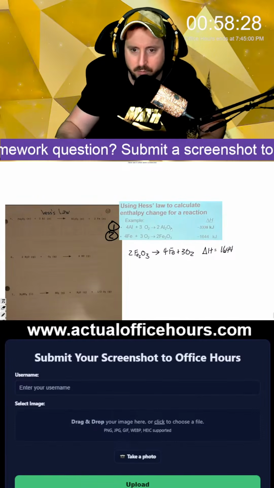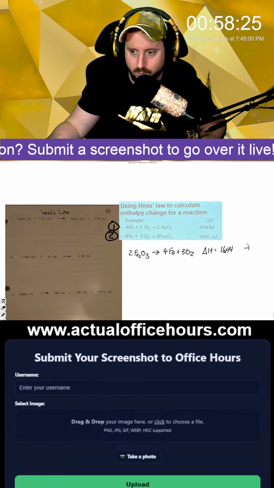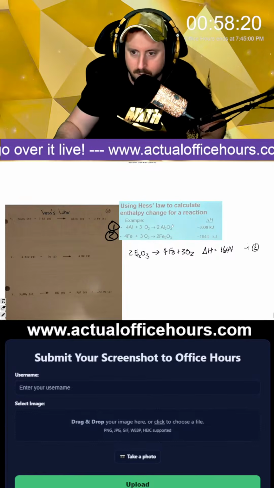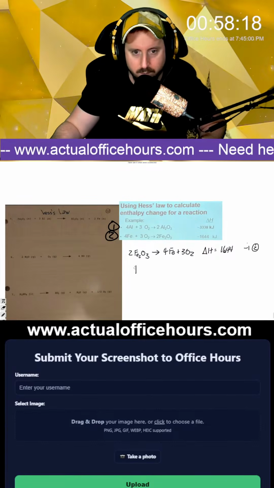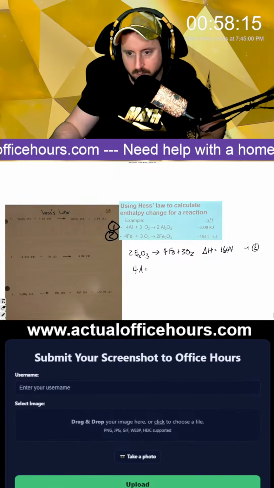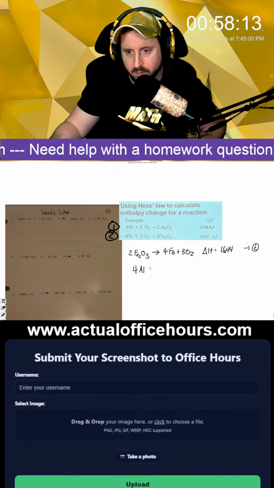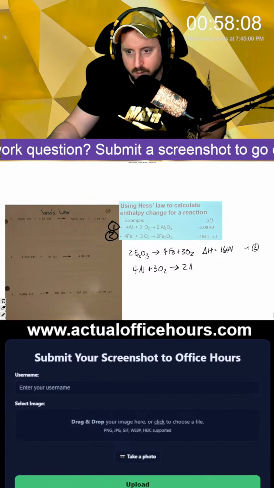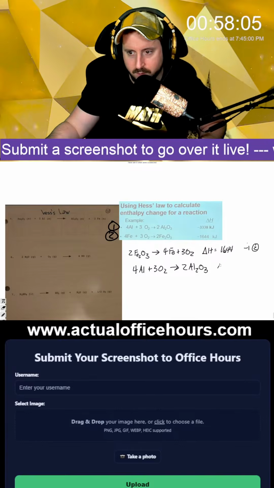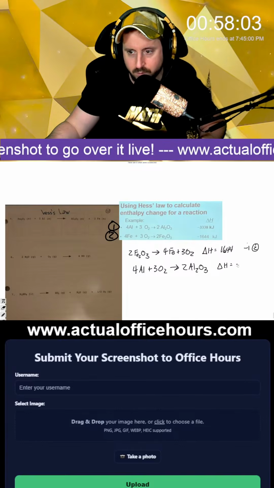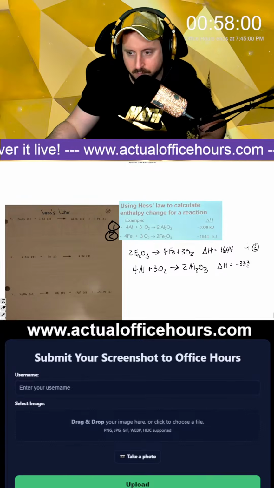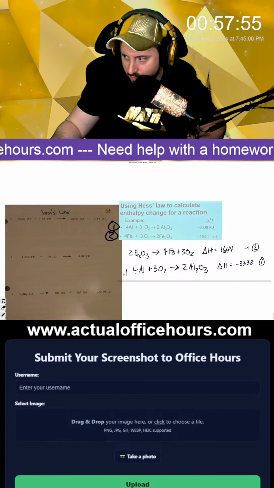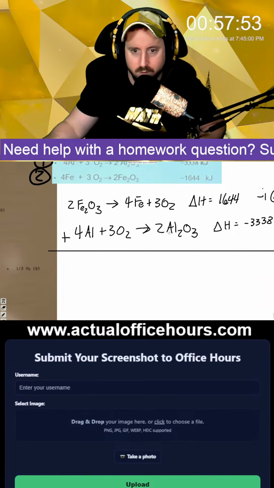And then I need Al2O3 on the right. So this was -1 times equation 2. And then I'm going to add this one. I'm going to say 4Al plus 3O2 goes to 2Al2O3, and that has a delta H equal to negative 3338, and that was from equation 1. And then what happens is if you add these, watch what happens.